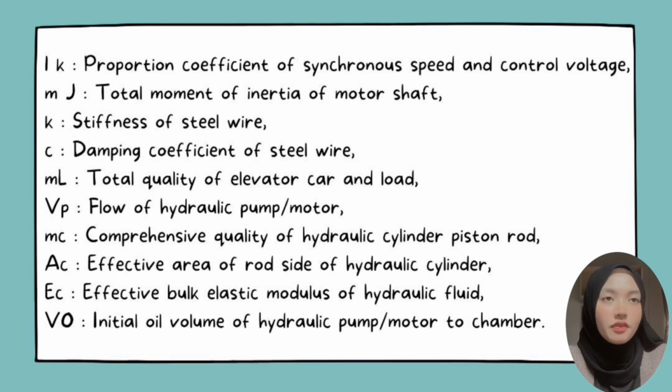AC is the effective area of the rod side of the hydraulic cylinder, EC is the effective bulk elastic modulus of the hydraulic fluid, and the last one is VO, which is the initial oil volume of the hydraulic pump or motor chamber.